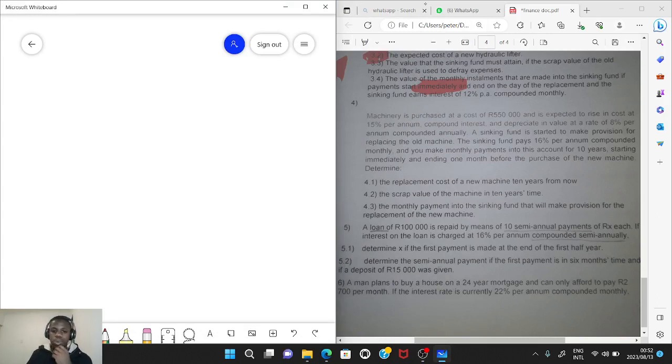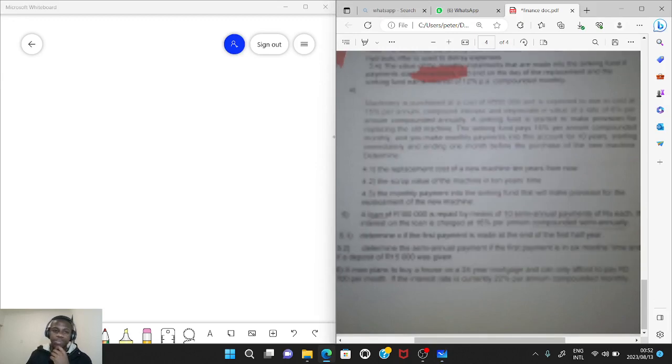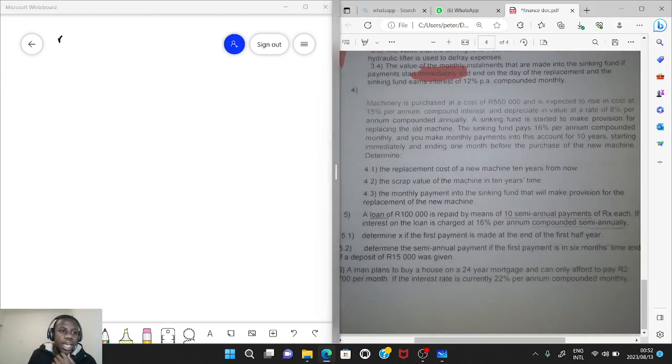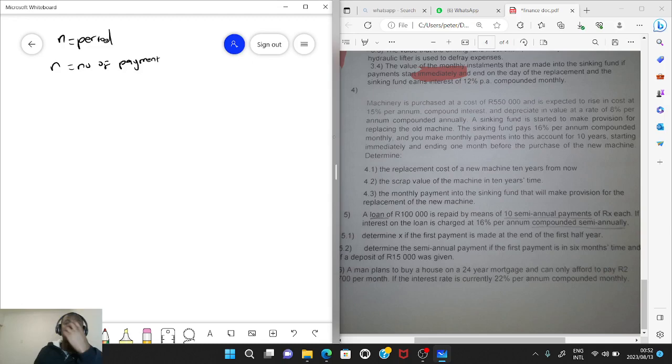Before we read this question, the first thing I told you is that n is a period, or n is the number of payments. So suppose I have a loan, or suppose I have to deposit some money for a period of 1 year, and I have to pay monthly, right?